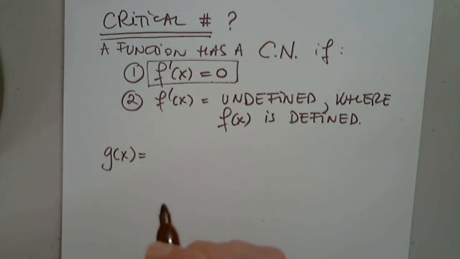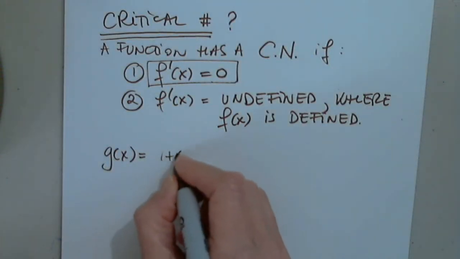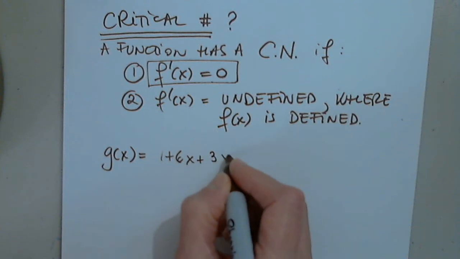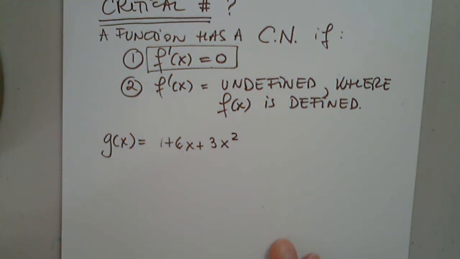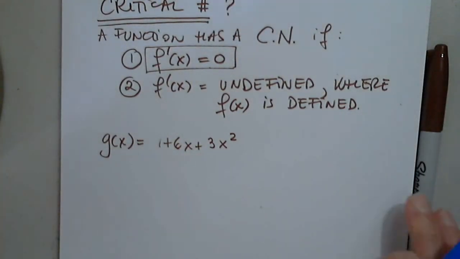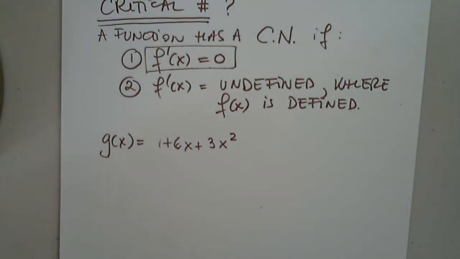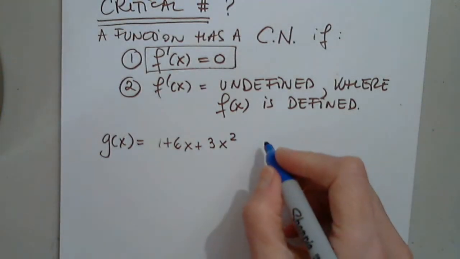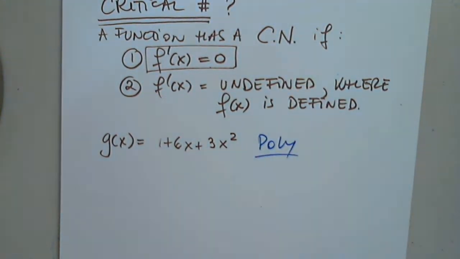So I have a function, and the function is 1 plus 6x plus 3x squared. Can anyone tell us what type of function this is? A polynomial. Thank you very much. It is a polynomial. Very good.